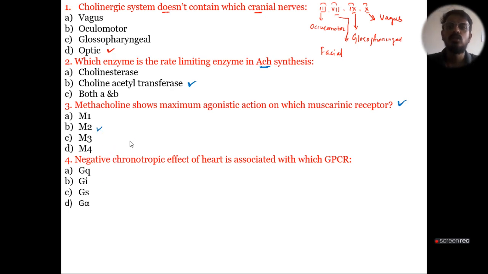So myocardium is your heart, that is M2, which has maximum activity for methacholine. So the next question is, negative chronotropic effect is associated with which G protein coupled receptor? The M2 receptor is an autoreceptor. Autoreceptor means inhibitory activity, that is, it inhibits activity. Inhibitory activity is shown by opening of the potassium ion channel, that is, it is of Gi type. In Gq and Gs, it causes opening of the calcium channel.